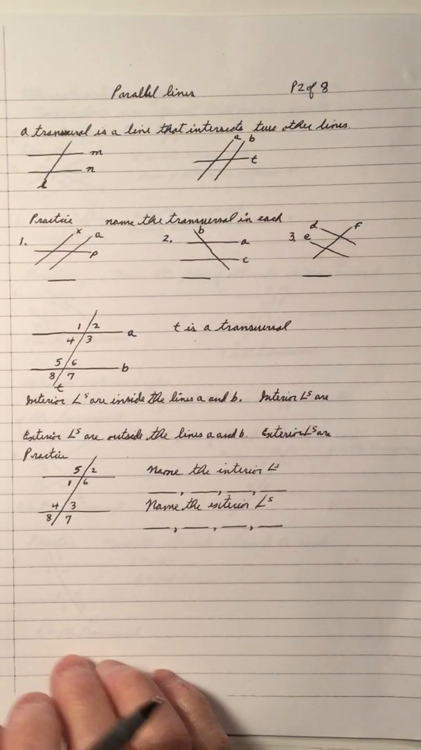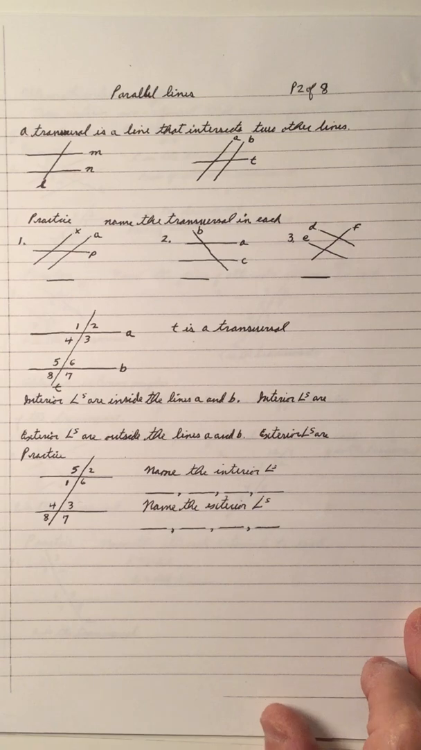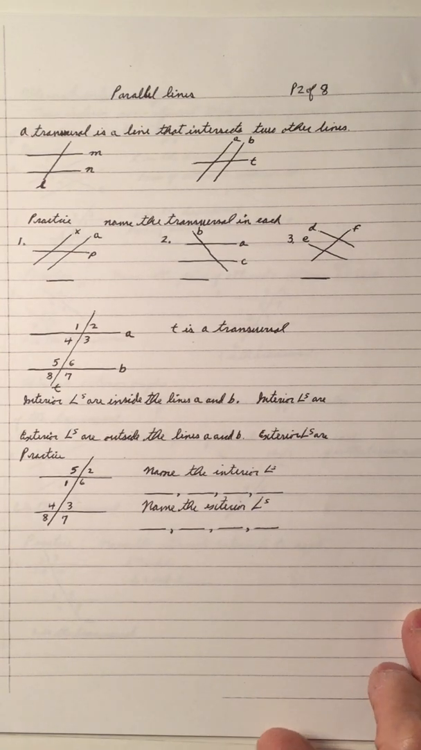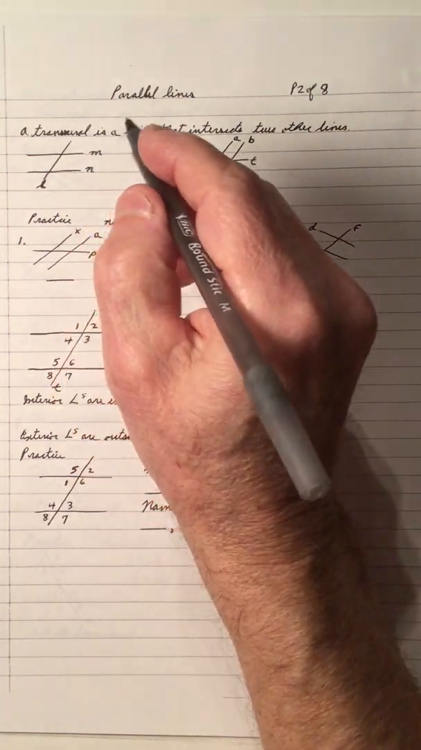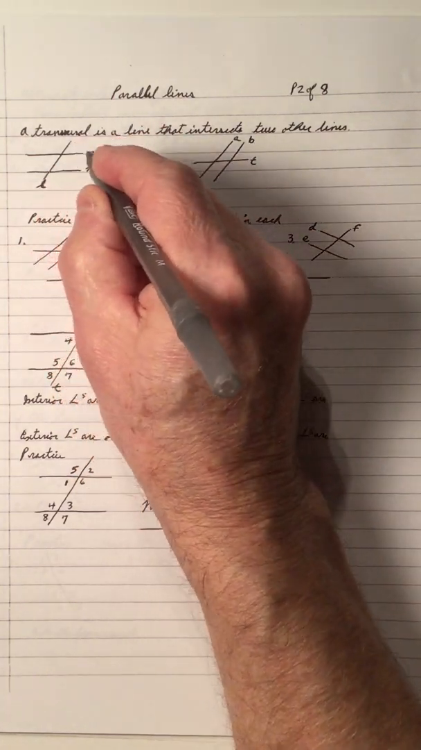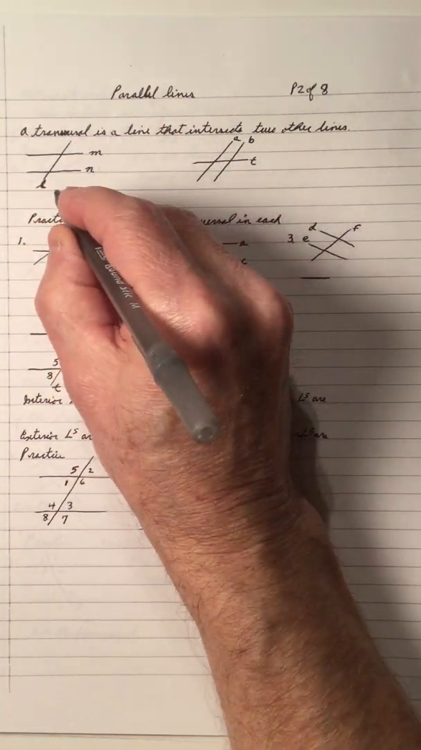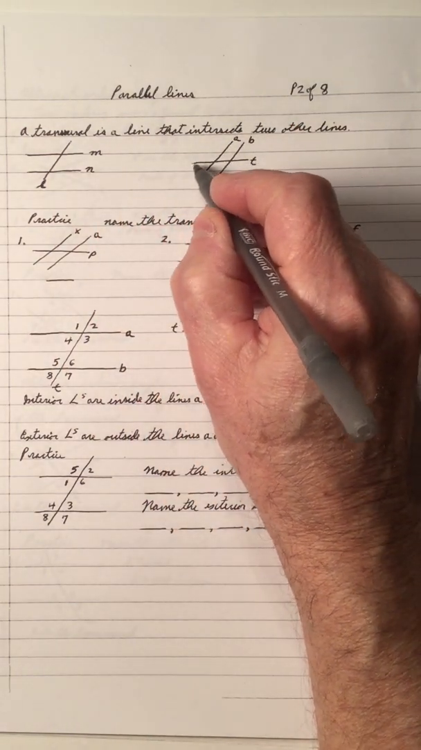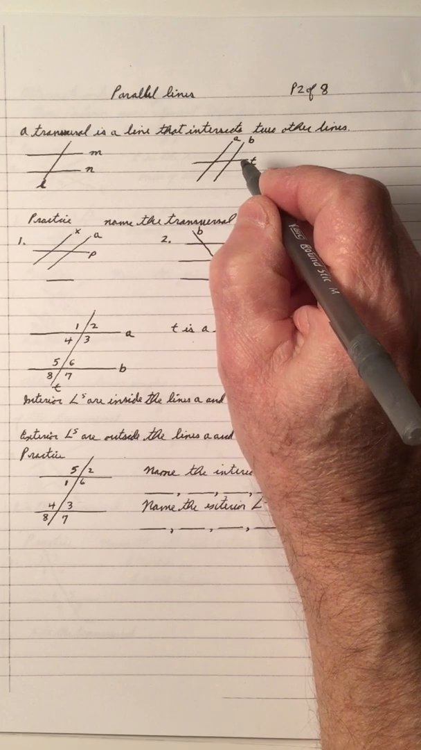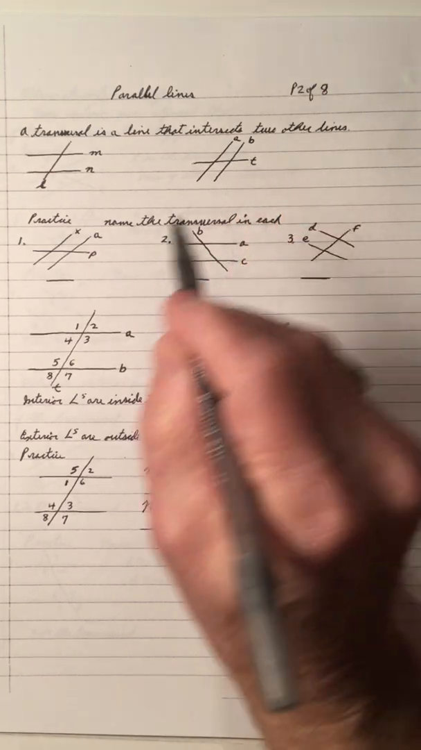Parallel lines. A transversal is a line that intersects two other lines. So notice L intersects M and N, so L is a transversal. Notice that T intersects A and B, so T is a transversal.